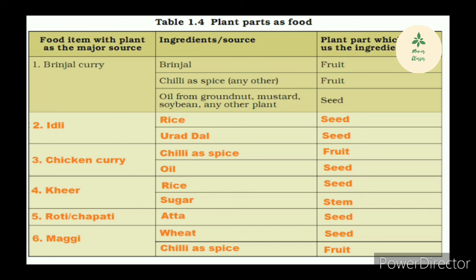In kheer, there is rice and sugar. Kheer is a very good sweet dish. Rice, that is seed. Sugar, that is stem. Just go through this. Sugar is a stem. And roti and chapati, there is atta. You know that is a plant part, that is seed. And the last one, Maggi, Manny's favorite item. Wheat, and the second ingredient, chili as a spice. Wheat, which part of plant? Yes, seed. And chili, obviously fruit, we discussed.